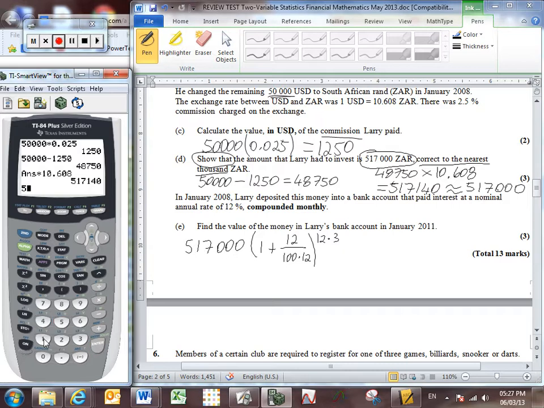Let's just type this in. 517,000 times 1 plus 12 over. Now this is a place where you need to be careful. We need to put the 100 times 12 into parentheses so that all of it is treated as the denominator. Now let's close the parentheses that I actually wrote down in my expression and raise it to the power of 12 times 3.